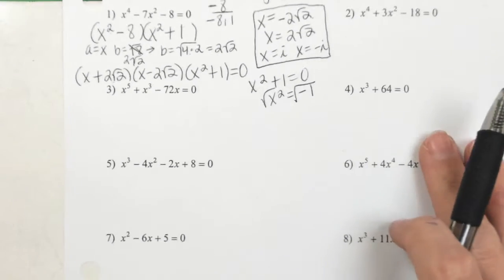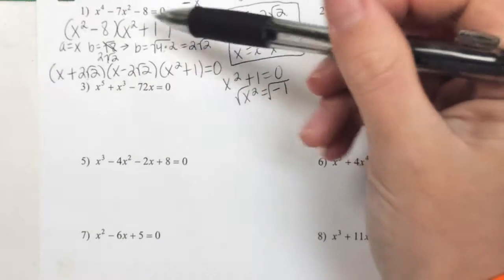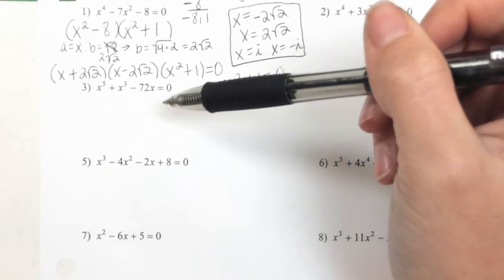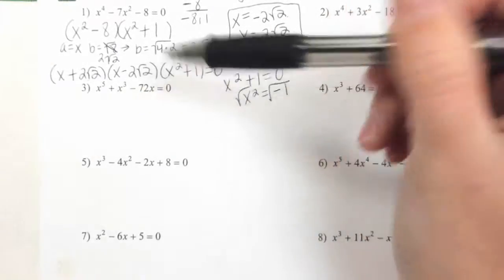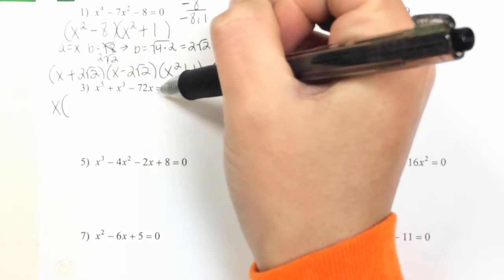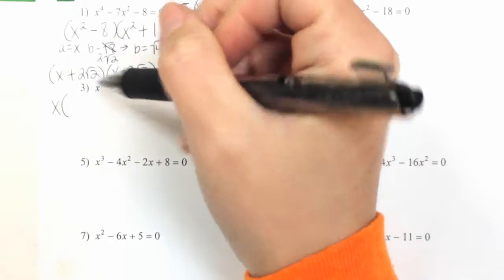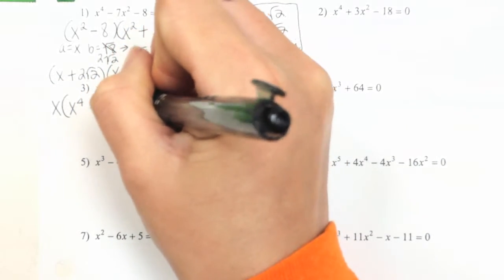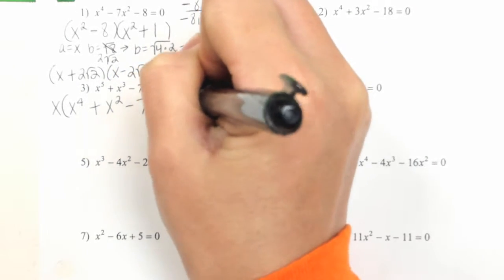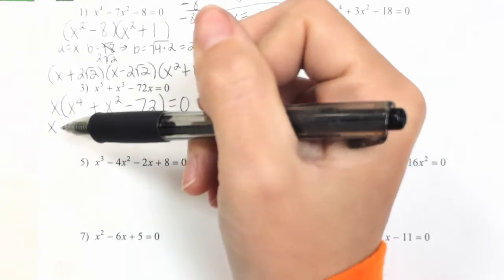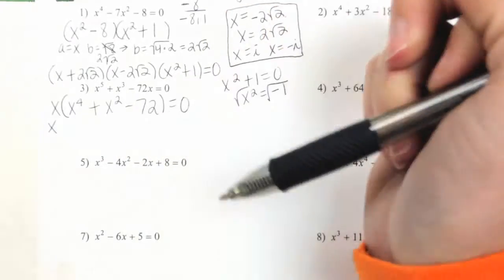Alright, number 3, I noticed has 3 terms, so we're going to have to factor like this one. However, I also noticed that all 3 of these terms have something in common. So we're going to pull out their GCF first of all, which is going to be x. They all have an x in common. So if we pull out an x from x to the 5th, we'll have x to the 4th plus x squared minus 72 equals 0. Alright, from here I'm going to just leave this x on the outside by itself, let it chill for a little while we factor the inside.